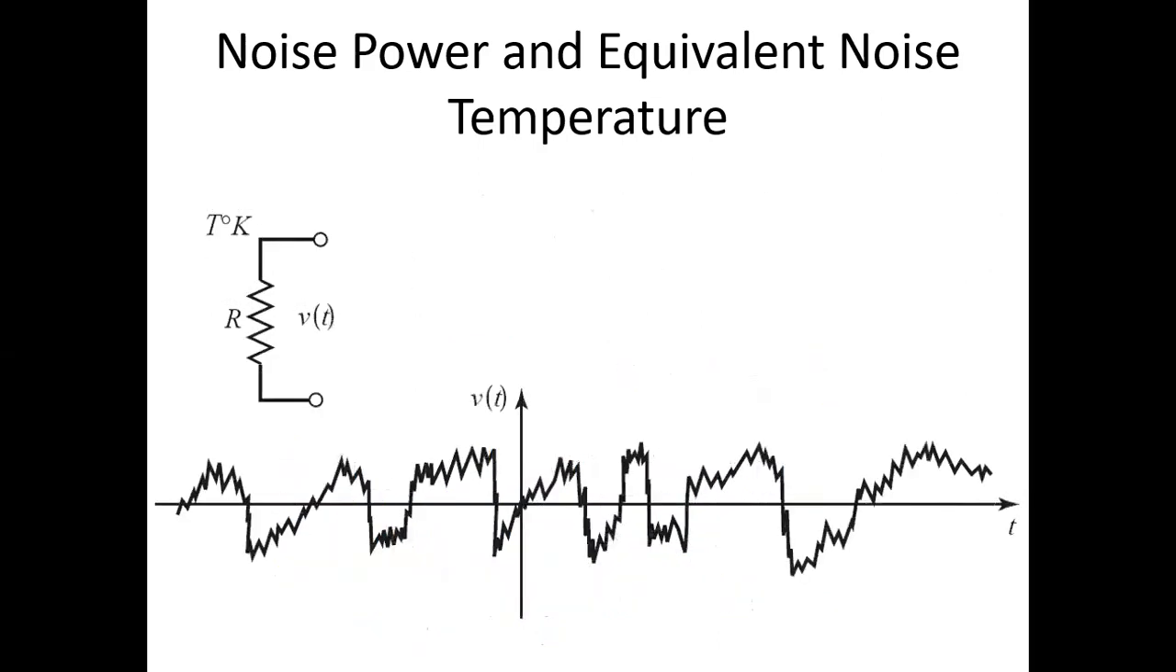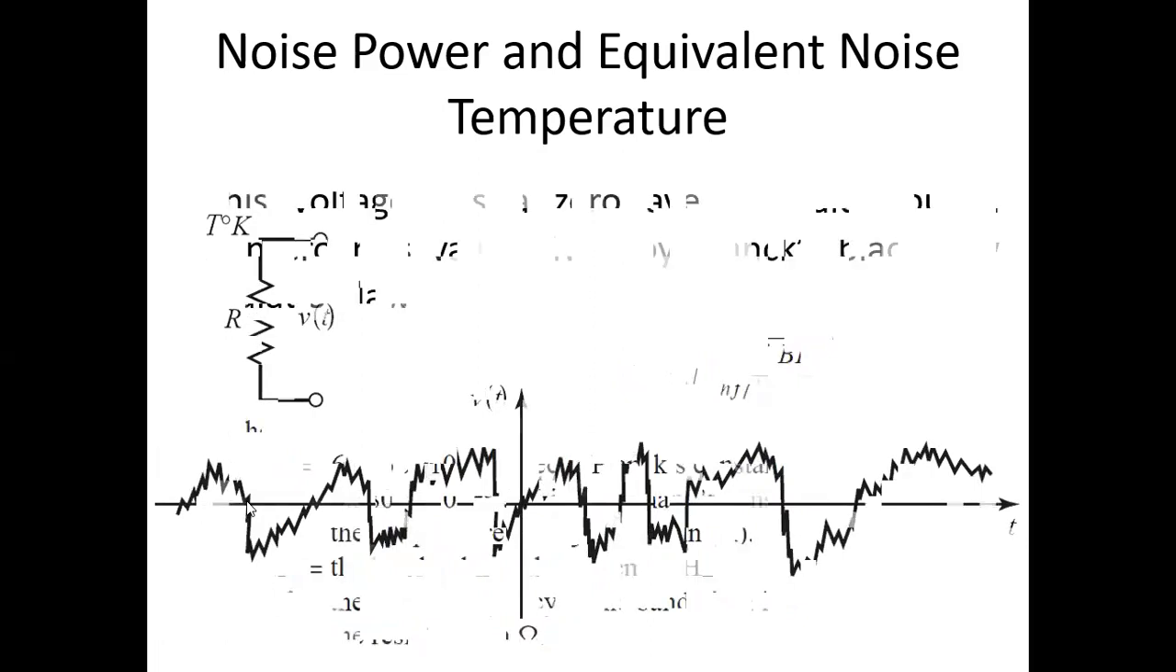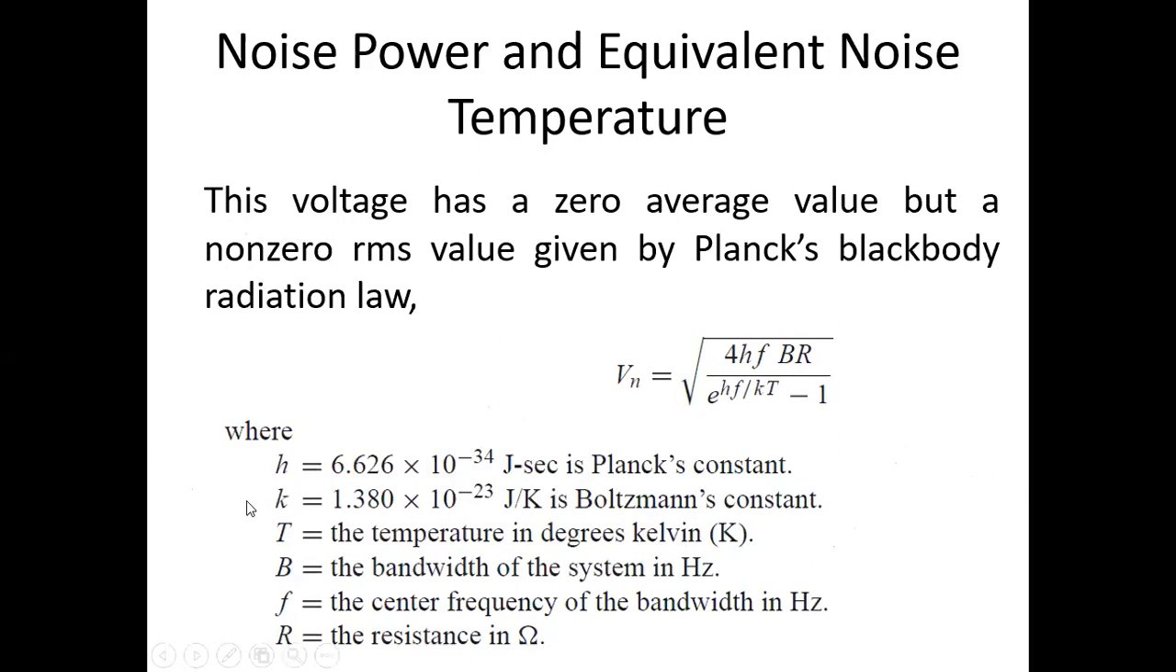The voltage that we expect from here has an RMS value this way. Now, in this expression, the different things are already specified here. You have Planck's constant as h, k is the Boltzmann's constant, and b is the bandwidth of the system. f is the center frequency, and R is the resistance.